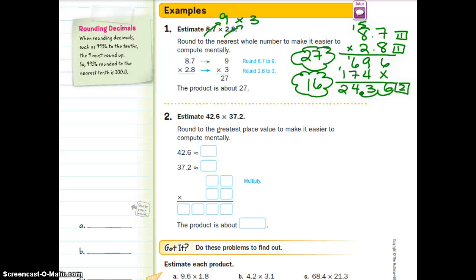All right, let's look at number 2. We have 42.6. We're not going to round that to 42. We're going to round that to 40. And then we're going to round the 37 also to 40. So then we have 40 times 40. 40 times 40, 4 times 4 is 16, add your 2 zeros. So again, we have an estimate of 1,600.